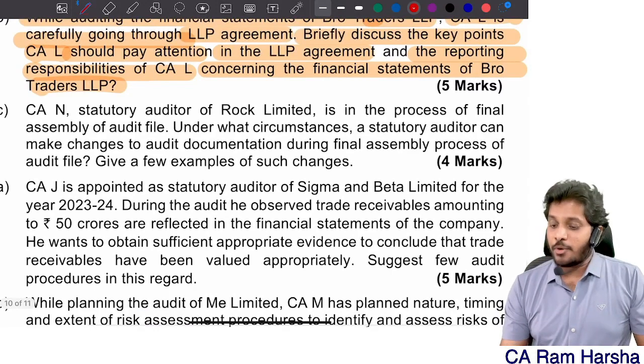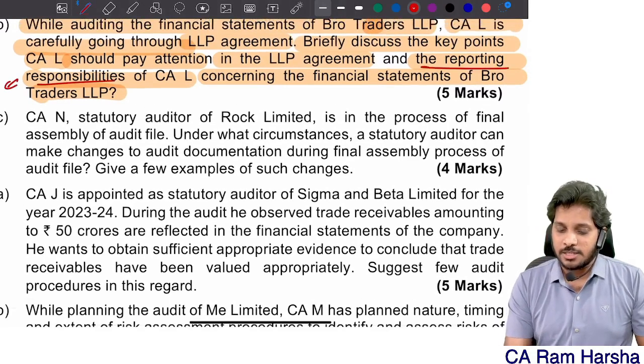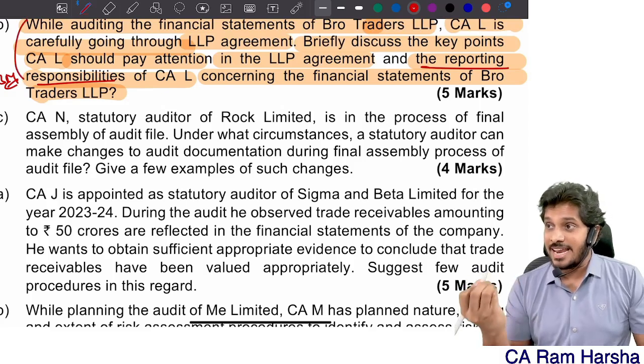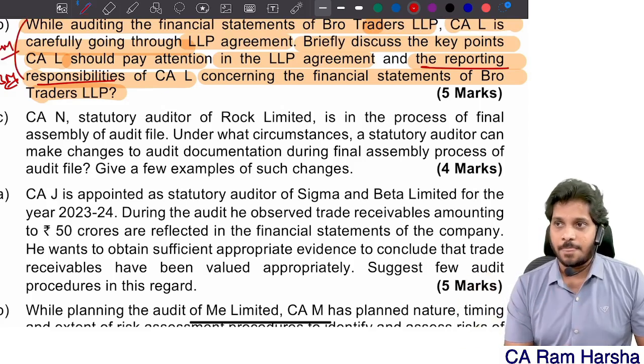So reporting requirement is there, right? Reporting responsibilities will carry 3 marks. And what are the points to be verified in the LLP agreement? That will carry 2 marks.